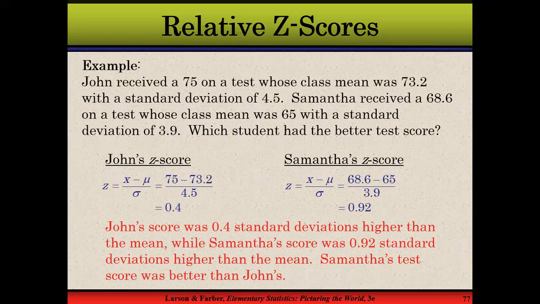But if you want to know how well one particular person performed in relation to the other person, you can use Z scores. If we calculate the Z score for John, it is positive 0.4, whereas for Samantha it is positive 0.92. Since we are talking about test scores, the more the better. So you can see that the higher number would be the better score in this situation. So 0.92, which is Samantha's score, is a lot better than John's. All right, this is how we use Z scores.